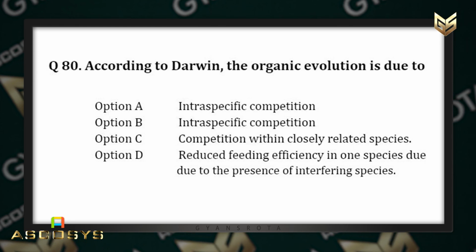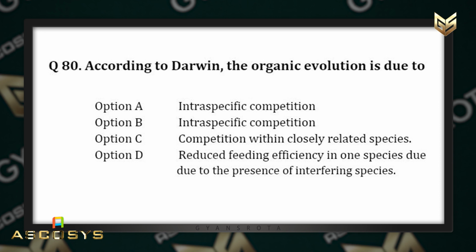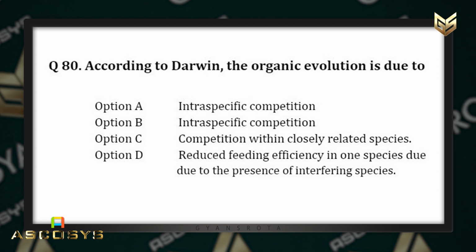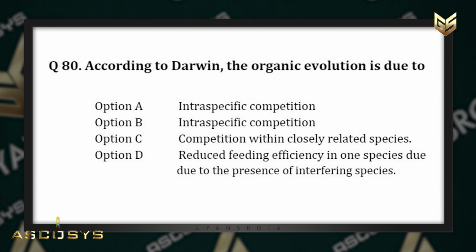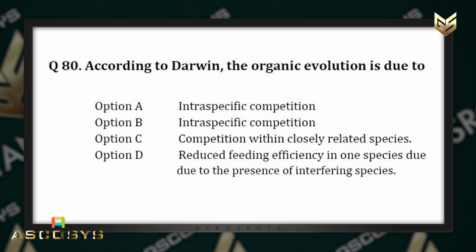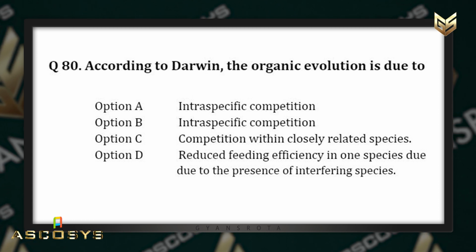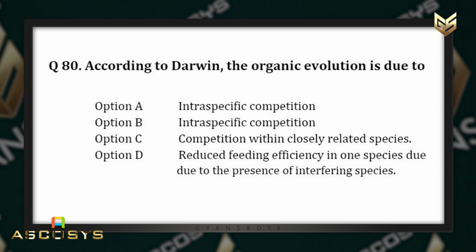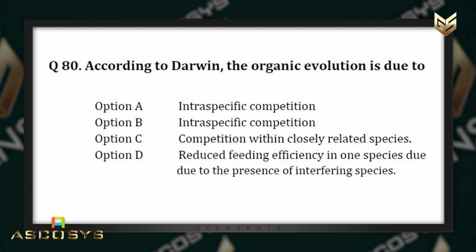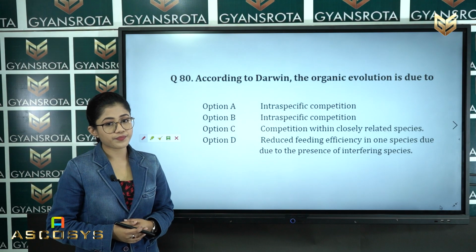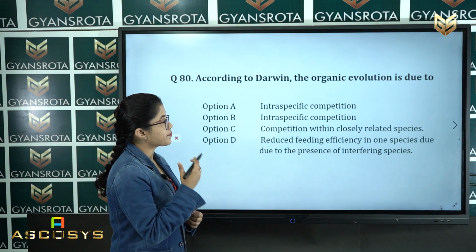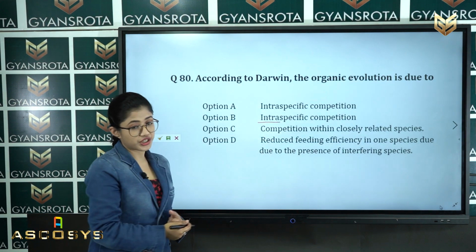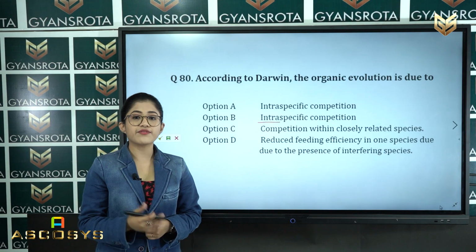According to Darwin, the organic evolution is due to option number A, intraspecific competition. Option number B, intraspecific competition. Option number C, competition within closely related species. And option number D, reduced feeding efficiency in one species due to the presence of interfering disease. Student, you can see here are the options given. In option number A, it is written intraspecific competition, and in option number B, it should be interspecific competition. Okay. So, this is from the chapter evolution.